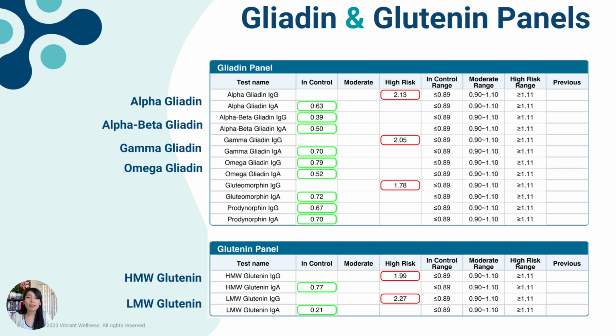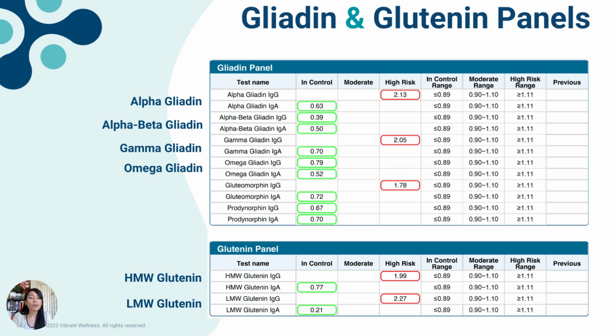Gliadin tends to be the more reactive portion of gluten for most people. It has the most research behind it because it can bind with tissue transglutaminase 2 that's involved with celiac, and it can bind to zonulin to precipitate leaky gut. Vibrant's gliadin panel tests for reactivity to 4 forms of gliadin: alpha, alpha beta, gamma, and omega.